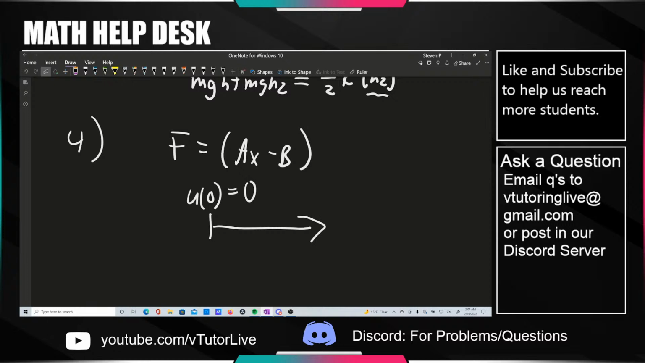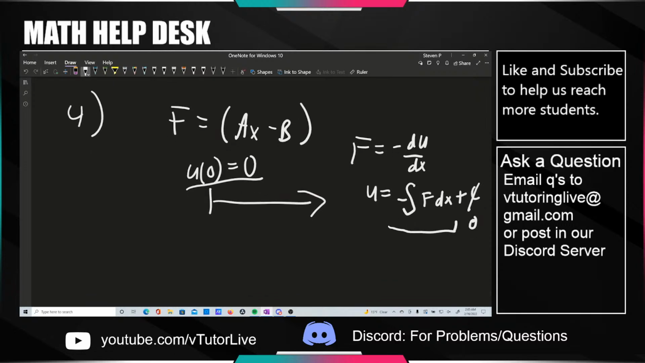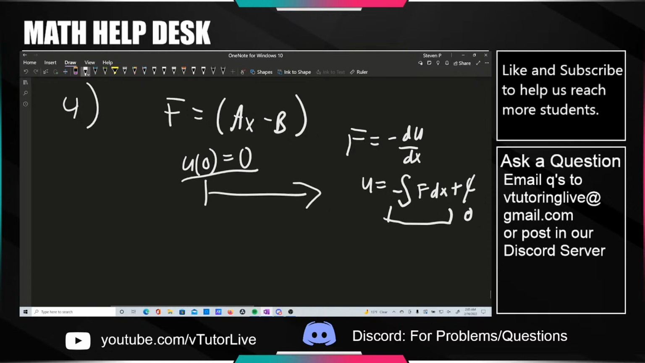So just to remind ourselves, F is equal to minus du dx. So u is going to be equal to the integral of minus F dx plus c. But I think you'll find that when you plug in the initial conditions, this c is going to be 0, I think. But yeah, go ahead and integrate this thing and figure out that expression for yourself.